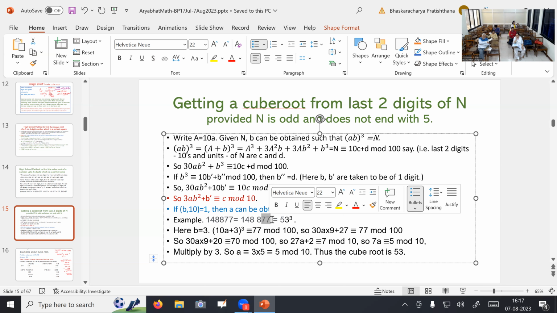So the point is that whenever the power 3, that is you want to find out cube root, is co-prime to 10, then instead of the method of Aryabhata, you can use only the last two digits. And using the last two digits, you can solve some congruence equations and you can get the last two digits of the cube root. But cube root has only two digits, so you have obtained the result.